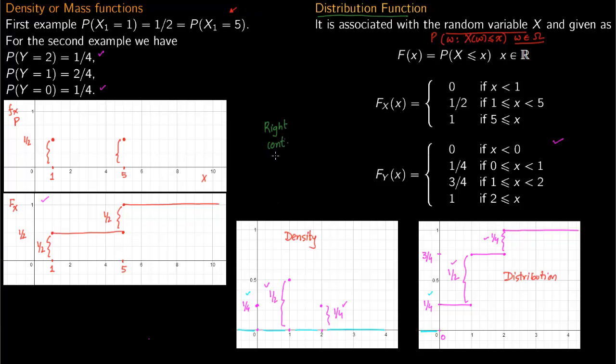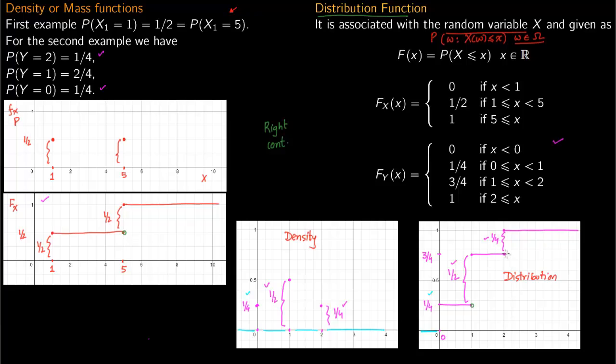So what does this even mean? Notice that we are focusing on this distribution function F subscript X. So at 5 the function jumps. So there is a hole here and it takes value 1 at 5. So there is a jump here. Similarly, for this distribution function at 1 there is a hole here. The function takes the value 3 by 4. So at 1 the function does not take the value 1 by 4. It takes the value 3 by 4.